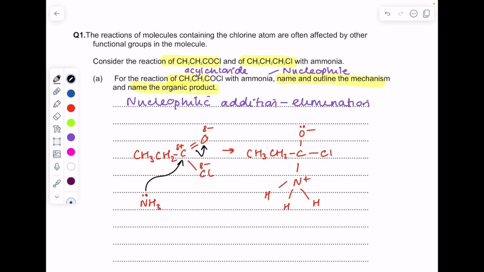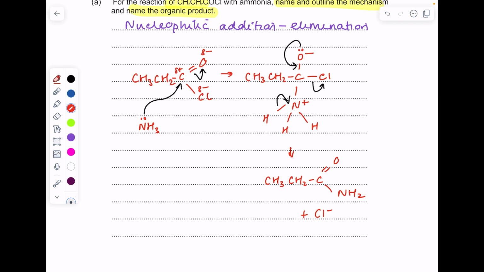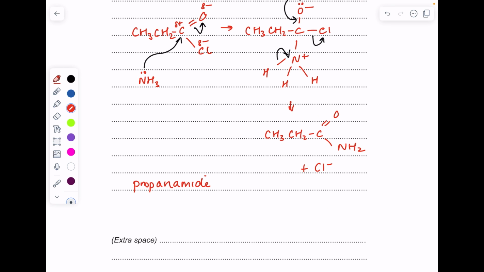Time to add more curly arrows. Here's the formation of that double bond. Chlorine becomes our leaving group, and then we deprotonate right here in order to neutralize that positive charge. So we're ready to draw our product. Don't forget to name the organic product. We have 3 carbons, it's an amide, it's propanamide.